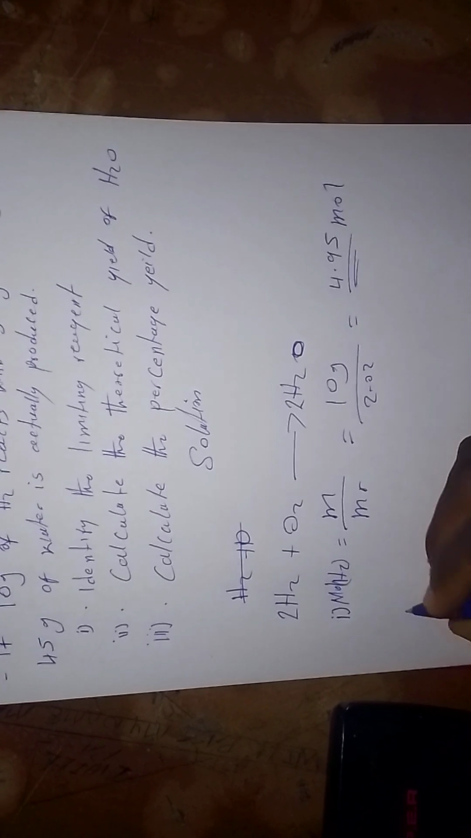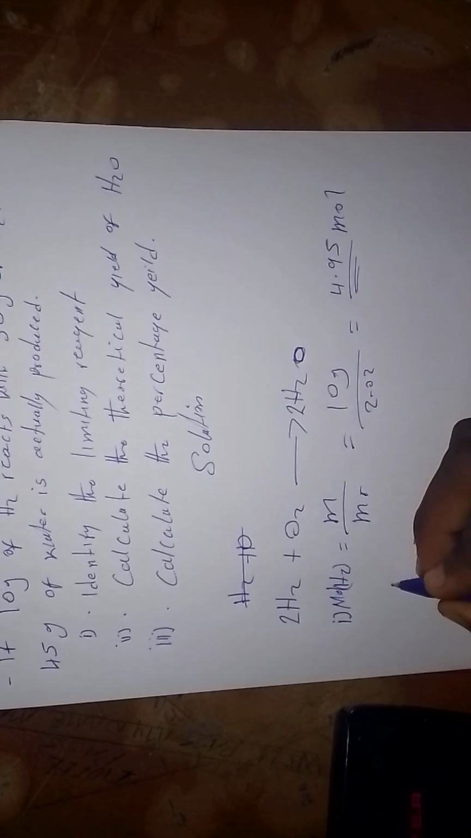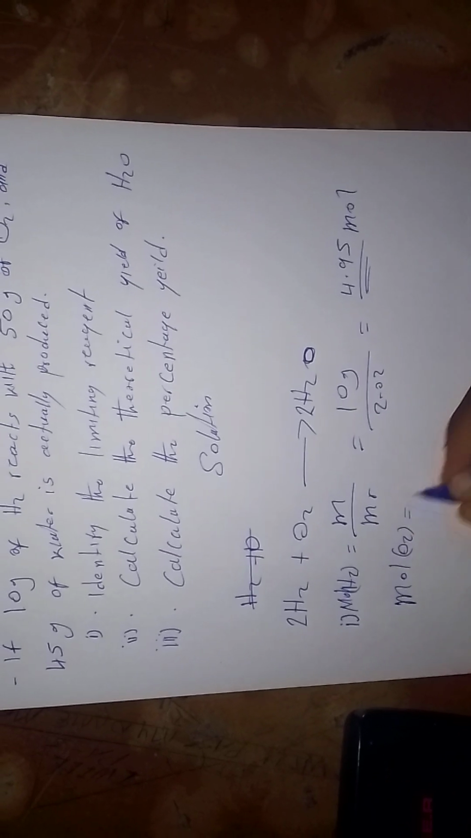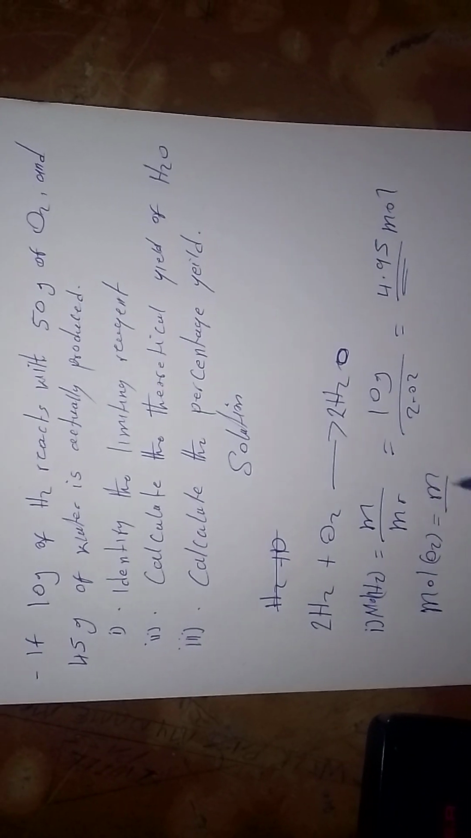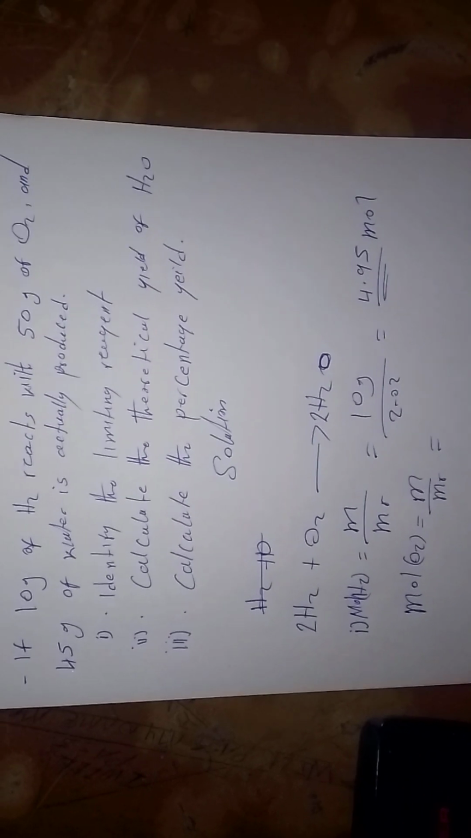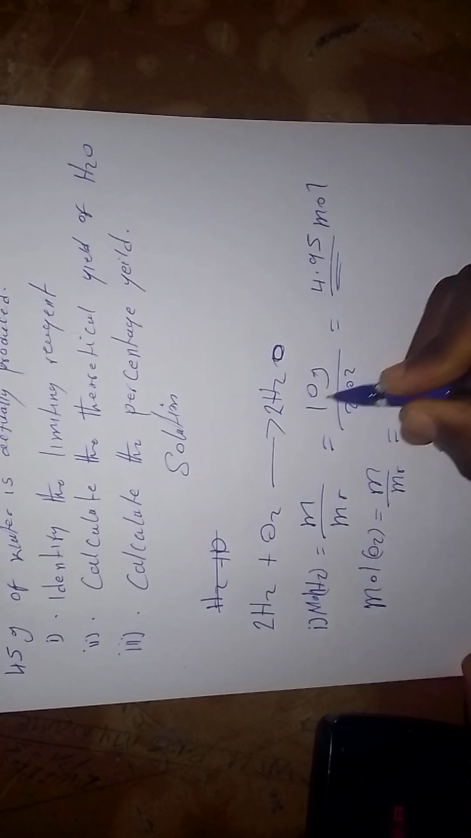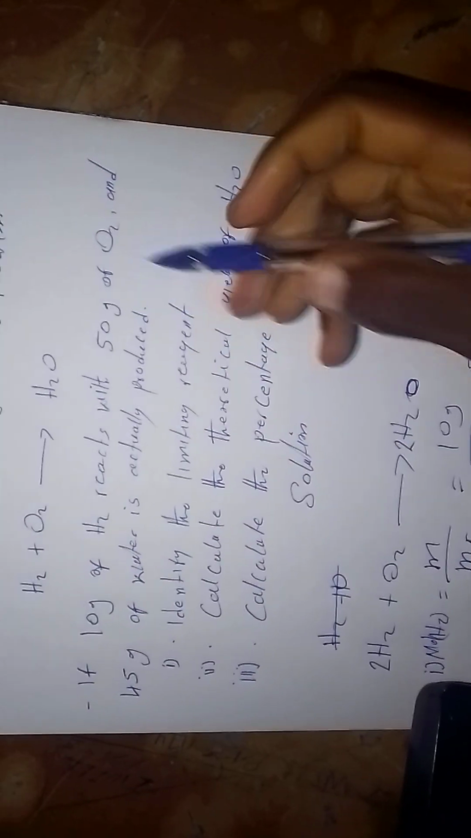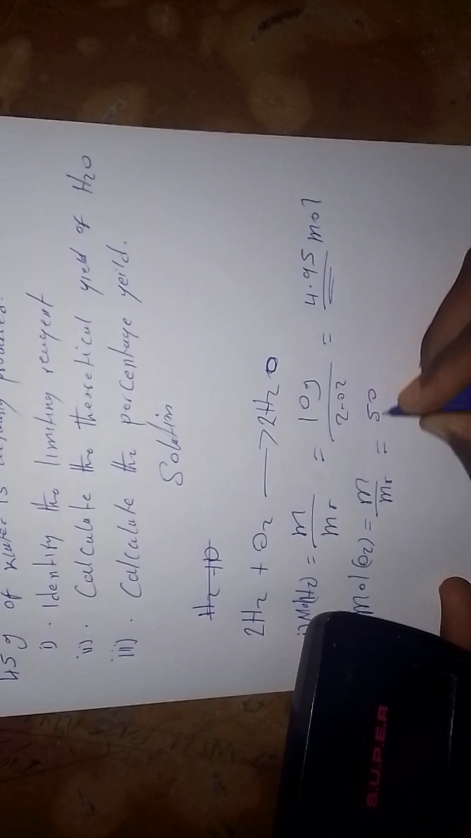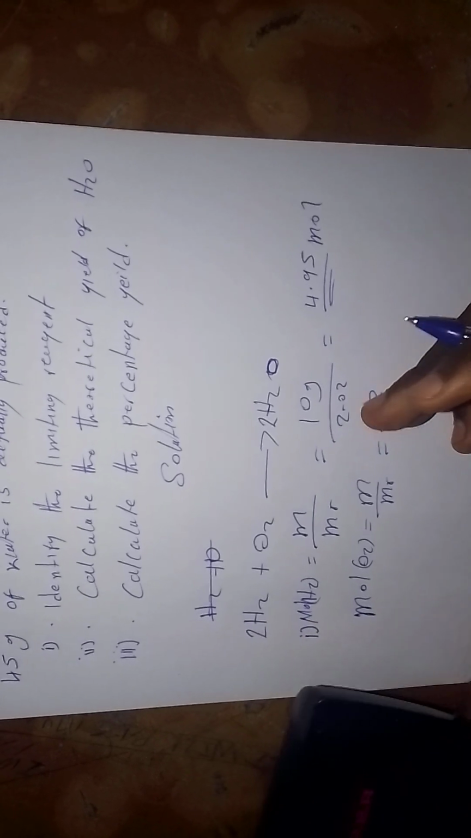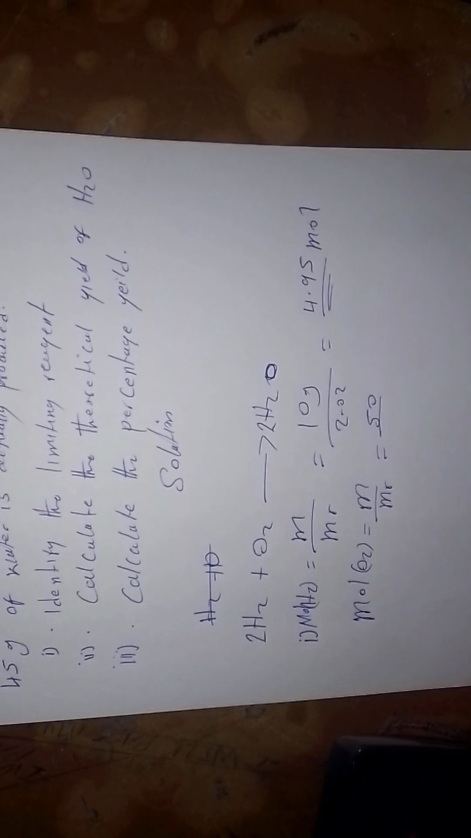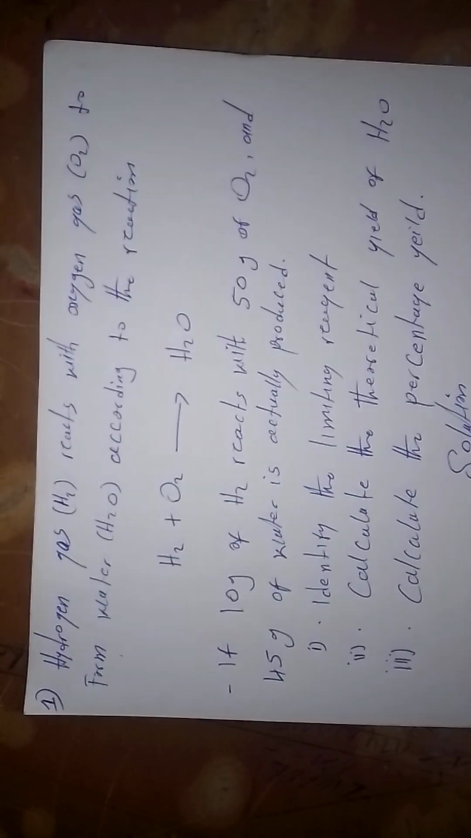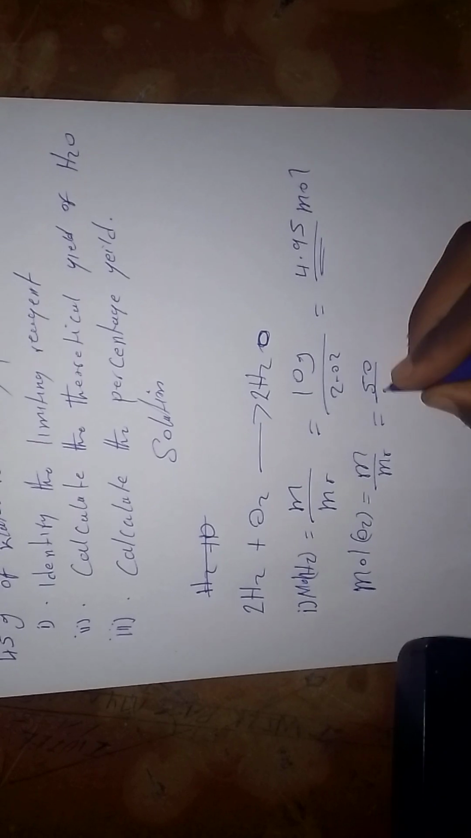Let us calculate for oxygen. We are on the same question. Moles of oxygen is equal to mass of oxygen over molar mass of oxygen. It's 50 grams of oxygen over, on the periodic table, 16. That's the molar mass of oxygen. Now since it's O2, we multiply it by 2.